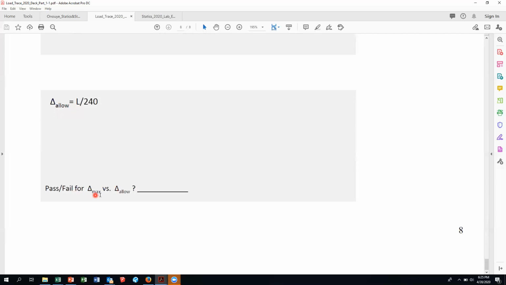And then you're going to say, did it pass or fail? Was the maximum based on the loading and the type of material, the size of the material, did it meet the golden rule, which is the pass fail?